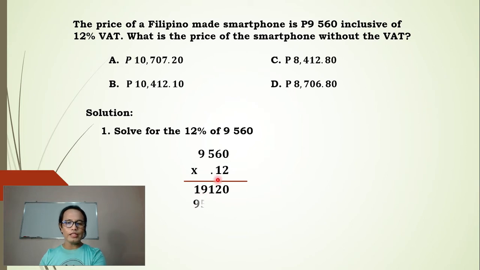Then next is we have 1 times 0 is 0. 1 times 6 is 6. 1 times 5 is 5. And 1 times 9 is 9. And of course, next is add. We have 0, we bring down 0. 2 plus 0 is 2.